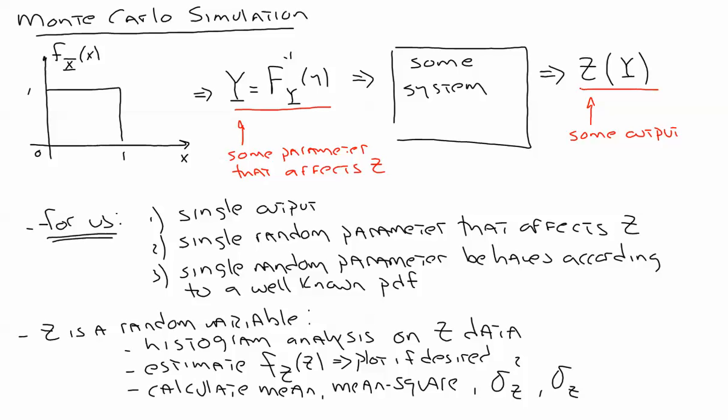I will say at this point that even though we're going to assume that we have systems with single outputs that depend upon single random parameters, and my single random parameter will behave according to a well-known probability density function, the statistical behavior of Z will almost always be something we don't expect. All right, keep that in mind.